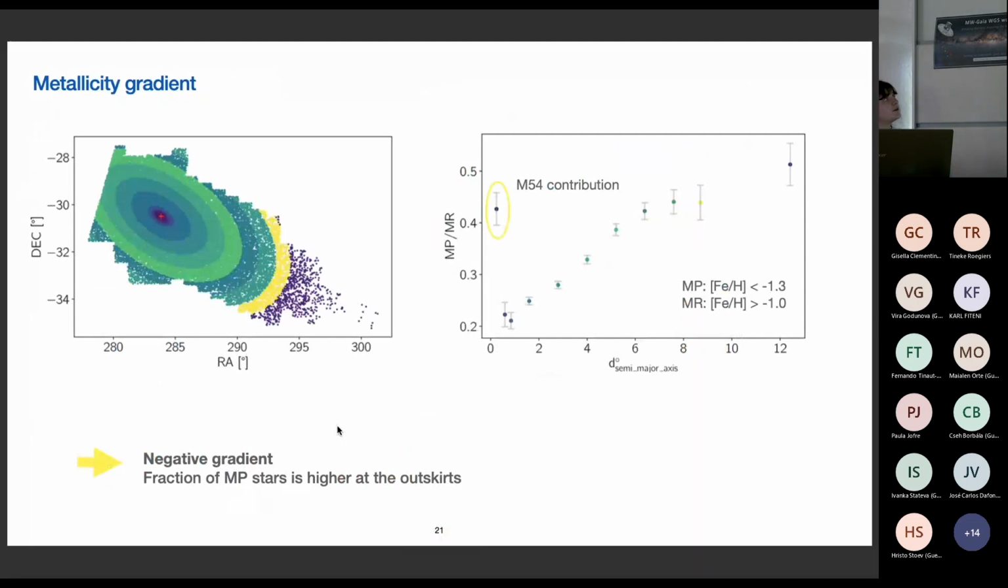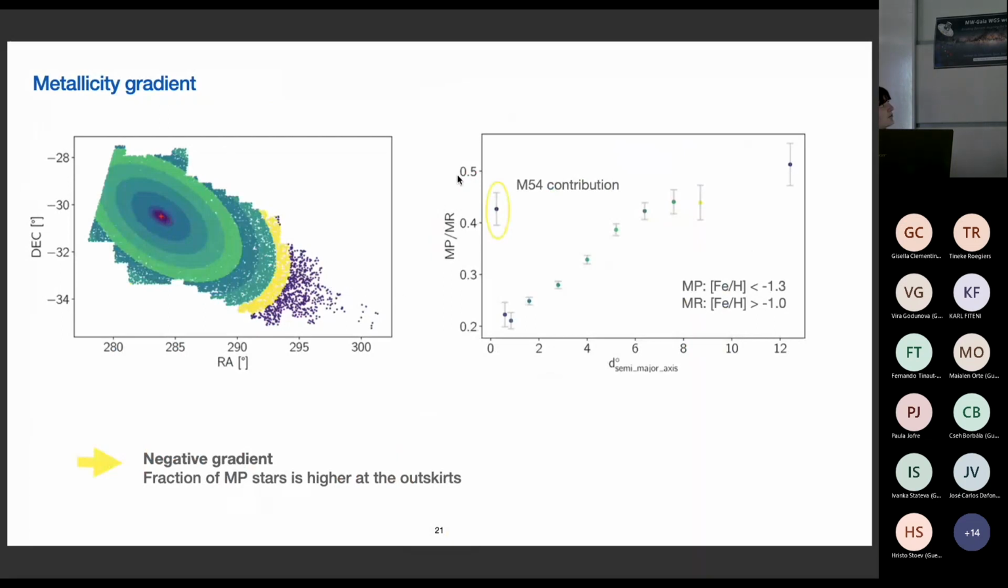We then decided to spot a possible metallicity gradient within the core of the system, and to this purpose we divided the galaxy into concentric rings, starting from the center that is given by the models that I showed you before, for which we took the metal-rich part. And we then computed the ratio between metal-poor and metal-rich stars for each ring, so as to have information on the variation of this ratio moving along the semi-major axis of the galaxy.